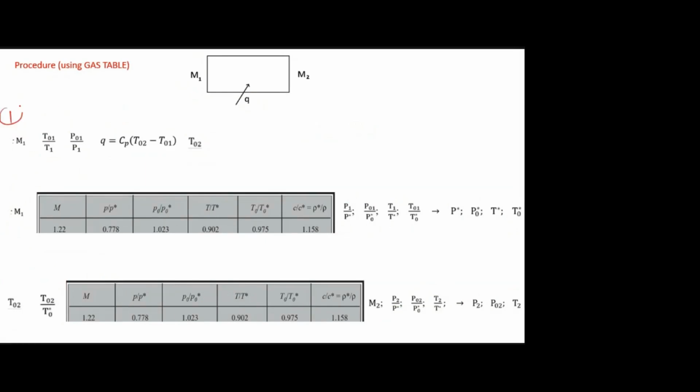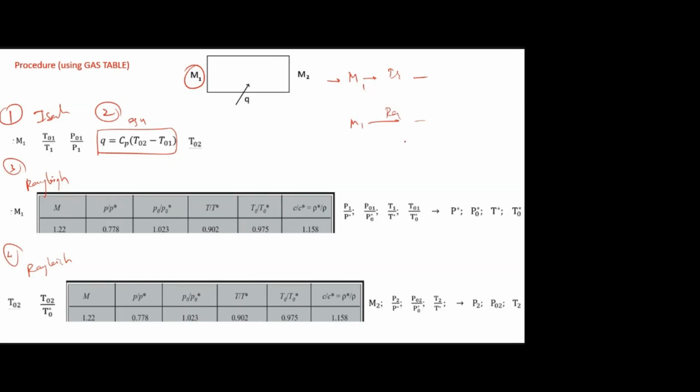So totally 4 steps. The first isentropic, next this equation, then Rayleigh table, here also Rayleigh table. Okay, so once you know the M1, immediately you should go to the isentropic and write the ratios. Then immediately you go to the Rayleigh table and find all these ratios. Okay, this should be your first step.